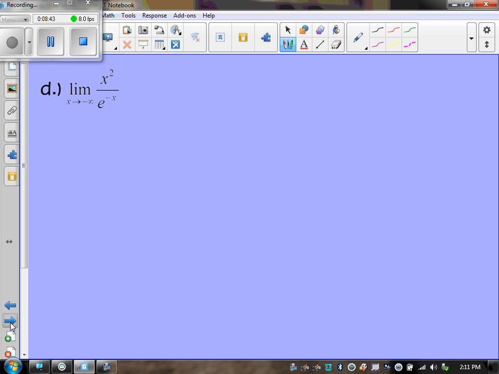If I plug in a negative infinity, squared is a positive infinity. If I plug in a negative infinity, I already have a negative in front of it, so those two negatives make a positive. Remember, e is just a number, 2.7 something, right? So e to the infinity power is just going to be another really big number. Infinity over infinity. That means I can use L'Hopital's rule, right?